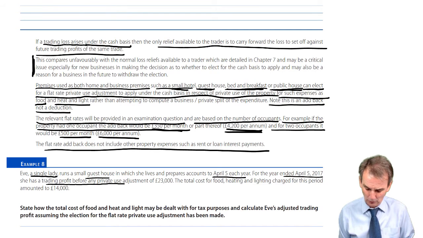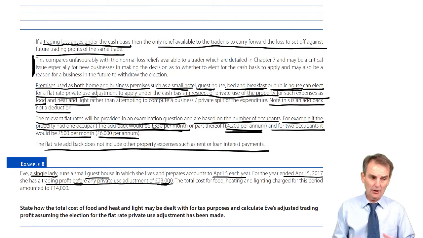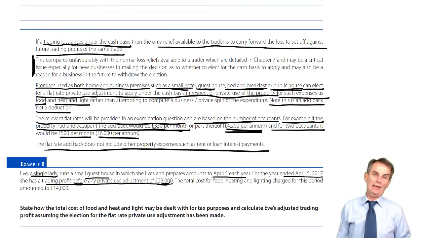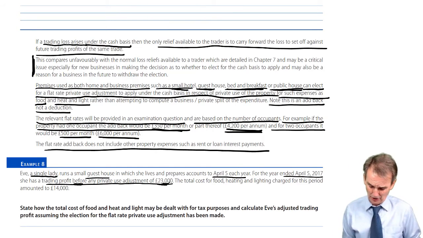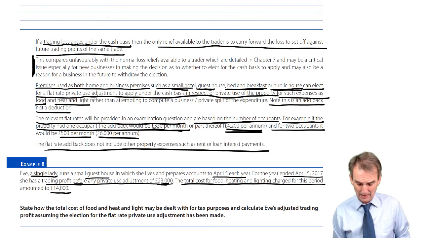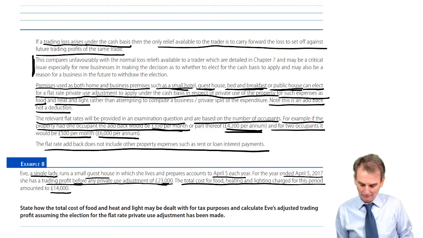Trading profit before any private use adjustment. So the trading profit before private use, 23,000. So in getting that 23,000, we've deducted all of these expenses, the food, the heat and light, irrespective of the fact that here Eve may have had personal consumption in relation to some element of those expense costs. The total cost for the food, heating and lighting charge for this period amounted to £14,000. She obviously eats well, or likes to keep the lights on.